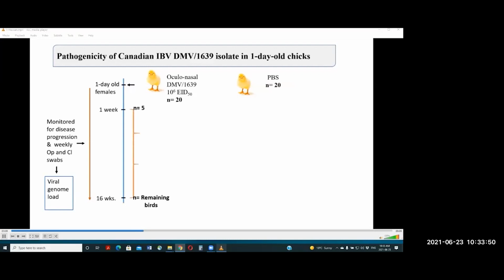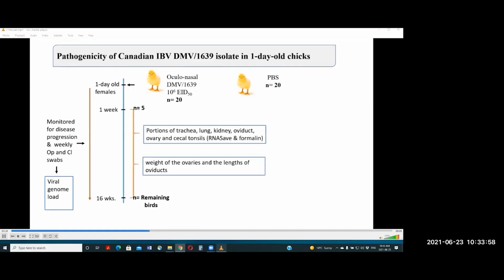At 1 week of age, 5 birds from each group were euthanized, and at 16 weeks of age, all the remaining birds were euthanized. At both time points, portions of different organs, with particular attention to the reproductive organs, were collected in RNAsafe and formalin. Weights of ovaries and lengths of oviducts were measured at the end of the experiment.